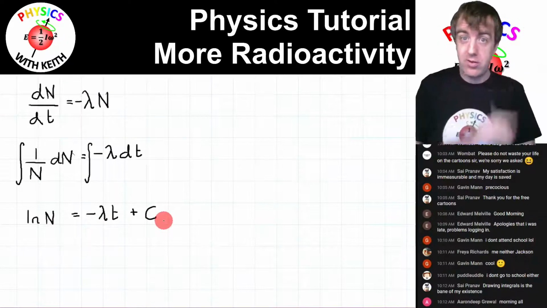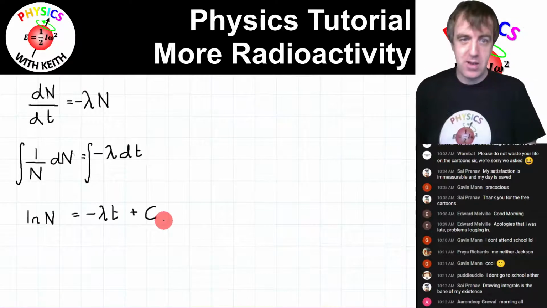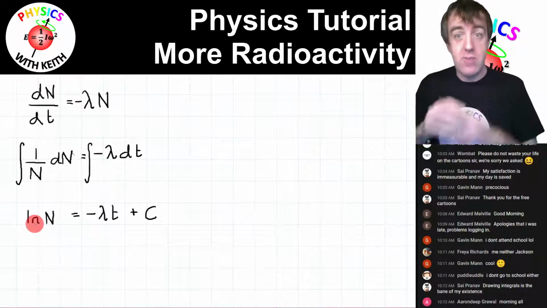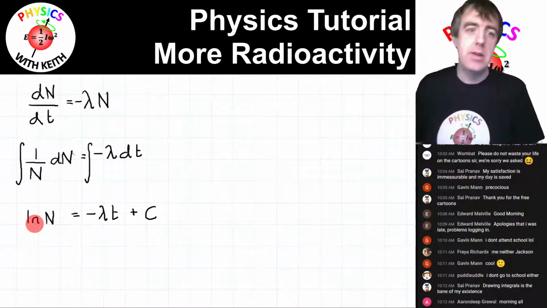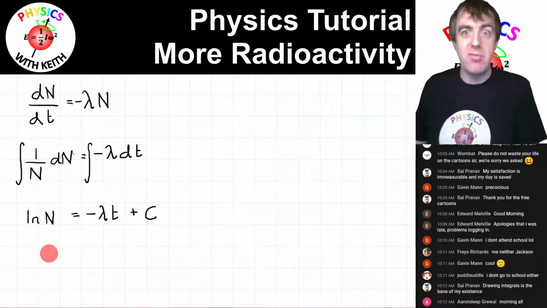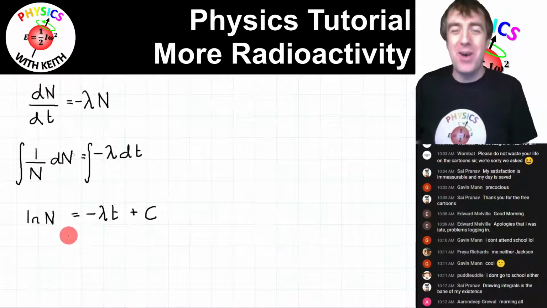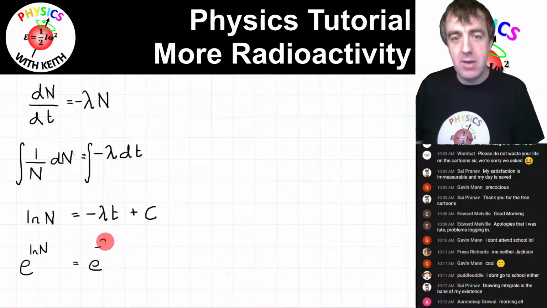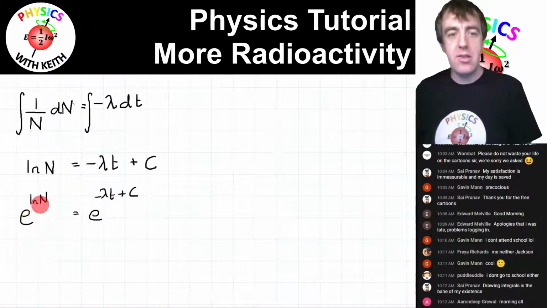Now, laws of logs, which some of you will be familiar with. The inverse function to a natural log is to raise e to the power of it. So I'm going to raise e to the power of this equation. So e to the power of the natural log of n is going to equal e to the power of minus lambda t plus c. Now, these are inverse functions, so that leaves me with n equals.